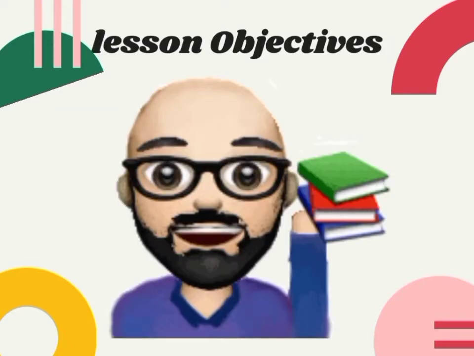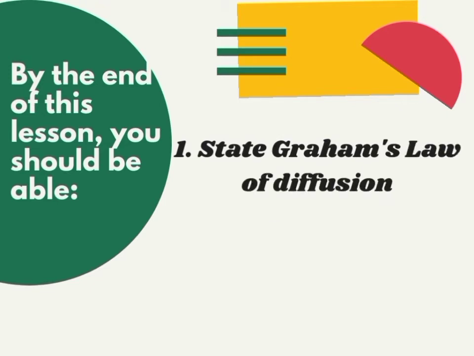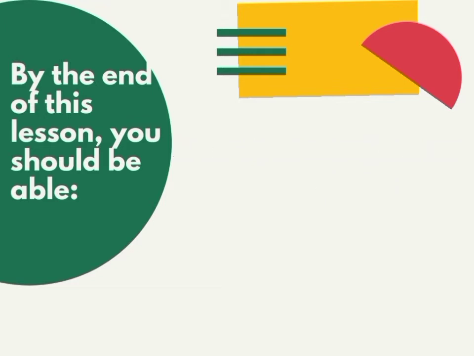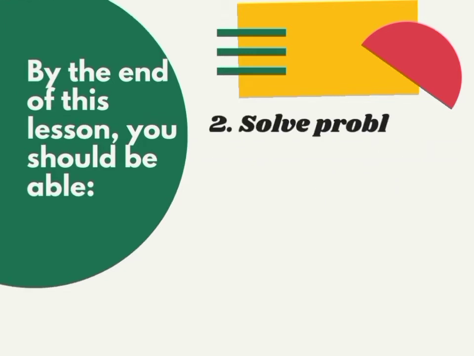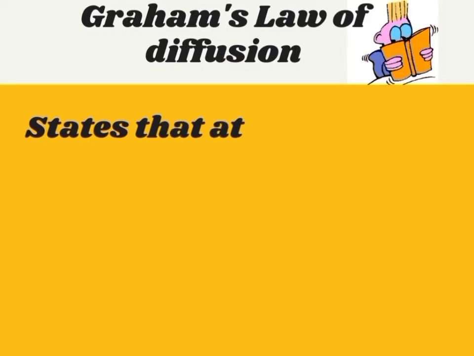Here are the lesson objectives. One, state Graham's law of diffusion. So by the end of the lesson, you should be able to state Graham's law of diffusion. Two, you should be able to solve problems involving Graham's law of diffusion. Let's start with Graham's law of diffusion.